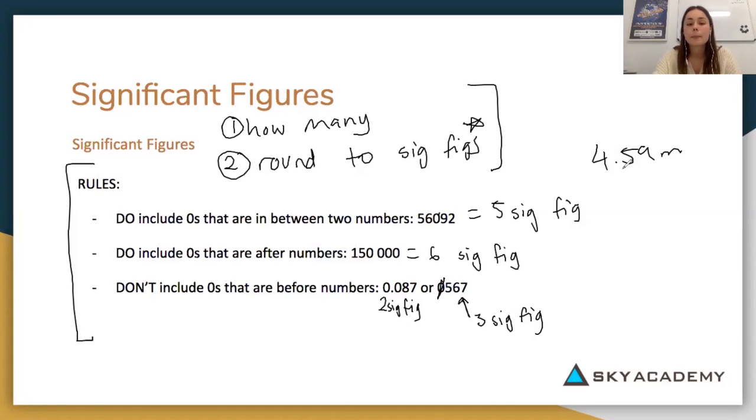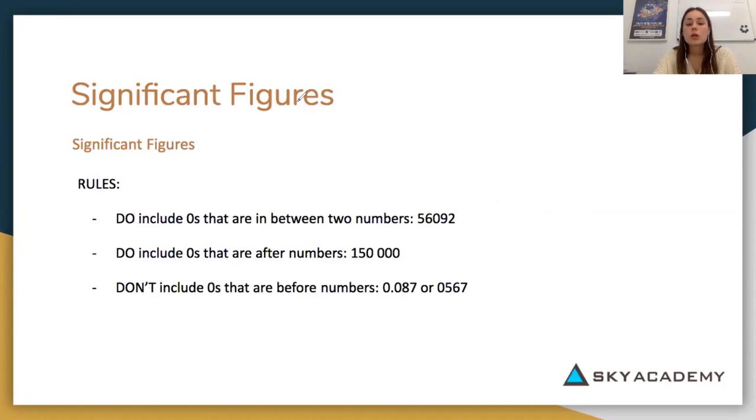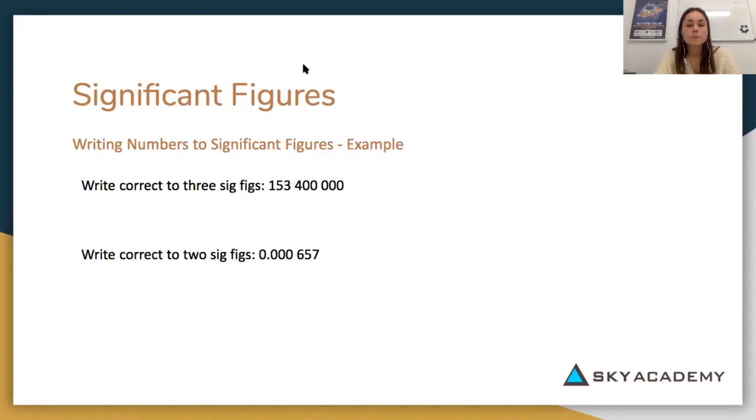So let's have a go at doing some examples. It says, write correct to 3 significant figures. So that means we want 3 place values and we'll write the rest as zeros. So when we're looking at our 3 significant figures, we have to consider the 4th one. Is it 5 or above? The answer is no, so we can ignore it. We don't have to round up our 3, and we write 1, 5, 3 and replace the rest with zeros.